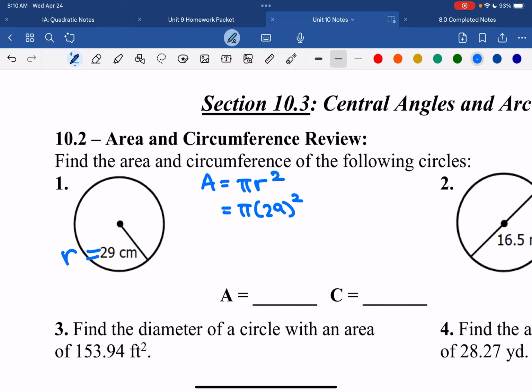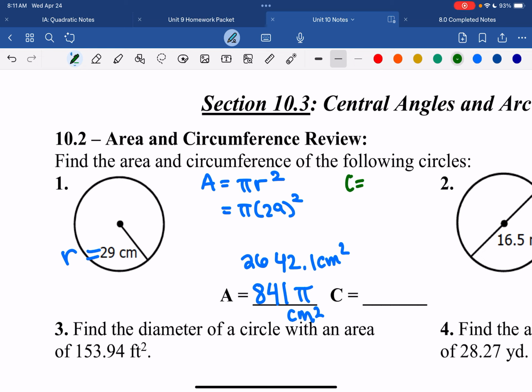So if we want to, we can leave our answer in the form of 841 pi, like not multiplying that pi all the way through. Makes our math a little bit easier. Or you can multiply it through, and that'd be like 2,641.1 centimeters squared.